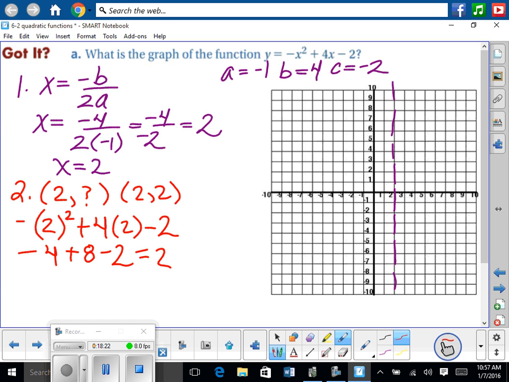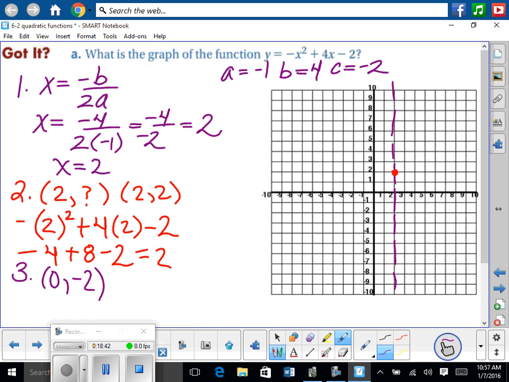So I'm going to plot that over 2, up 2. There's my vertex. Smiley face or frowny face? Frowny face, because our a value is negative. Very good. Third step, plot the y-intercept. It's always when x is equal to 0. So what's it going to be? Negative 2. So our y-intercept is crossing the y-axis at 0, negative 2.